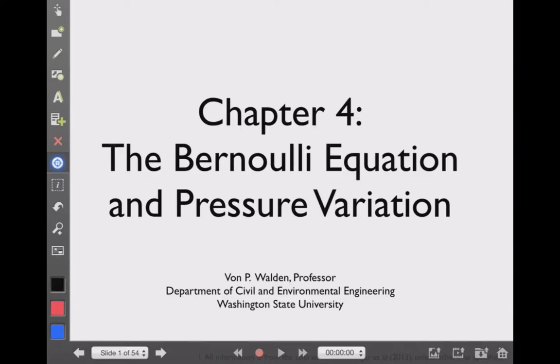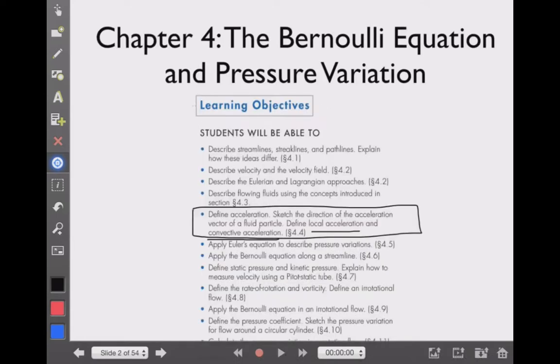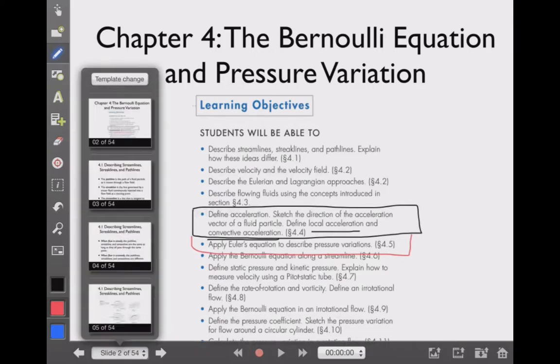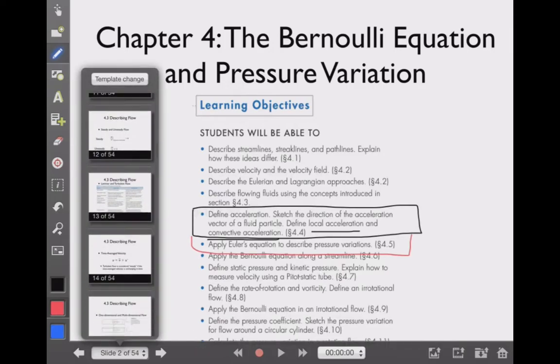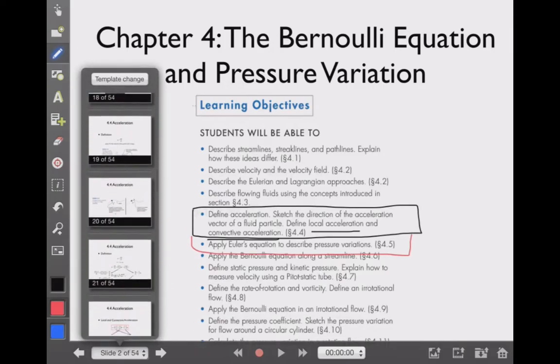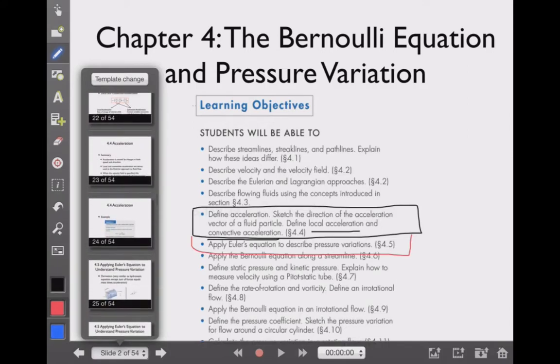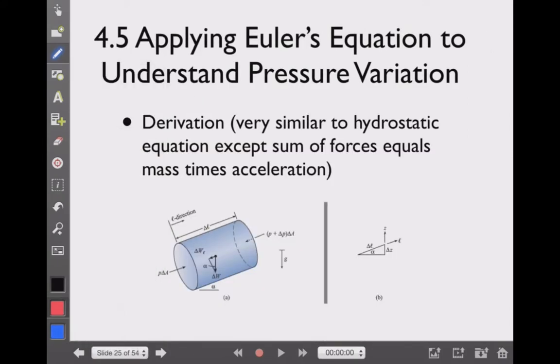All right, let's continue with Chapter 4, the Bernoulli equation and pressure variation. In this section, we're going to apply Euler's equation to describe pressure variations in a fluid. So let's skip ahead to section 4.5, and we'll be right here. And the section is applying Euler's equation to understand pressure variation.